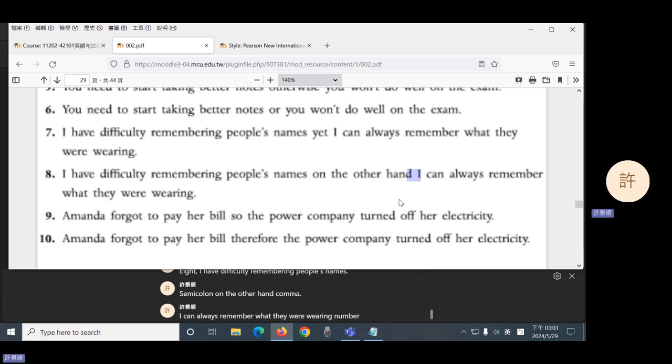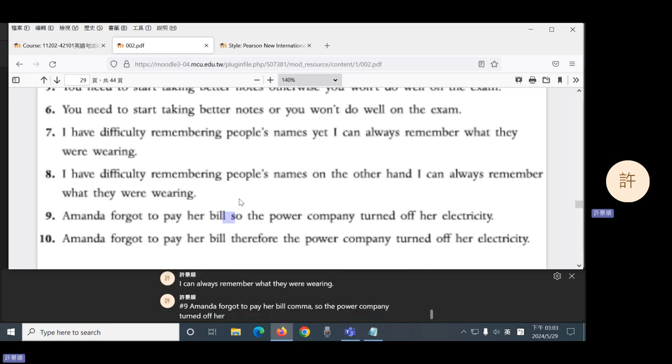Number nine, Amanda forgot to pay her bill, comma, so the power company turned off her electricity. Ten, Amanda forgot to pay her bill; therefore, comma, the power company turned off her electricity.